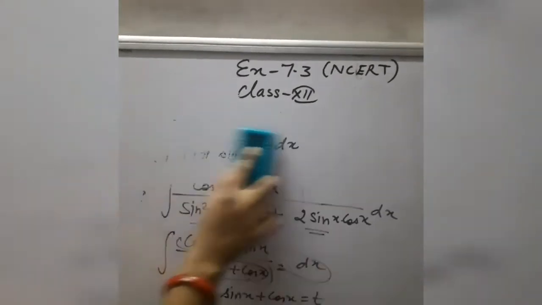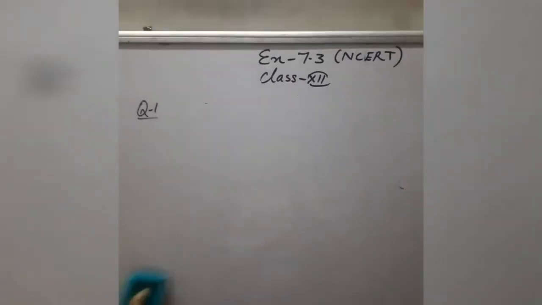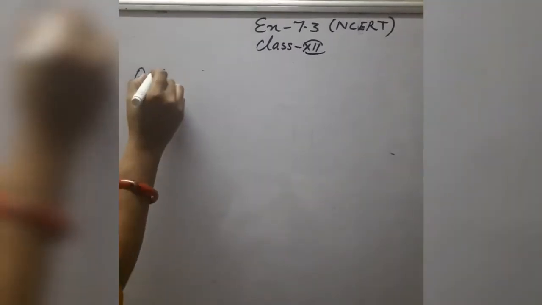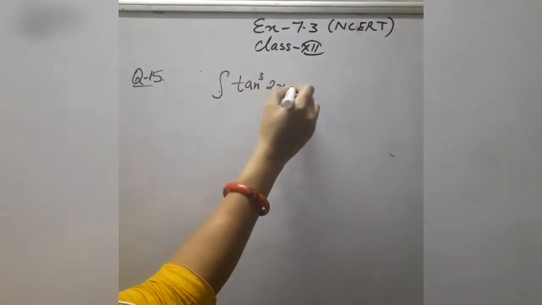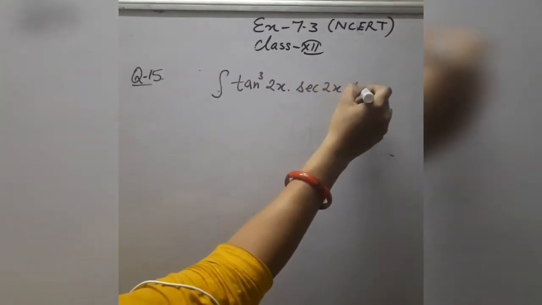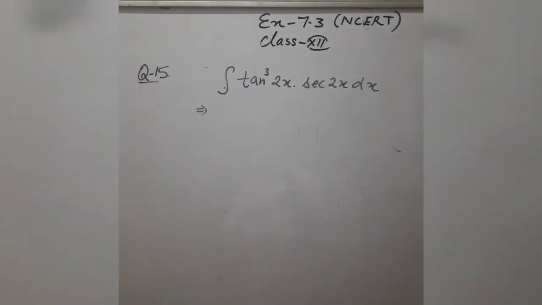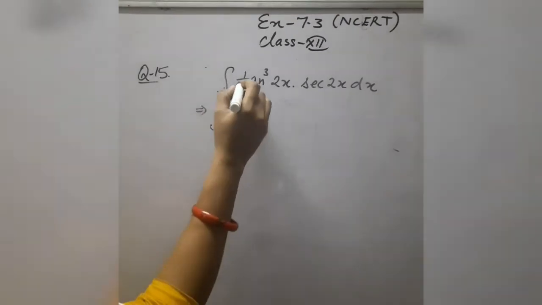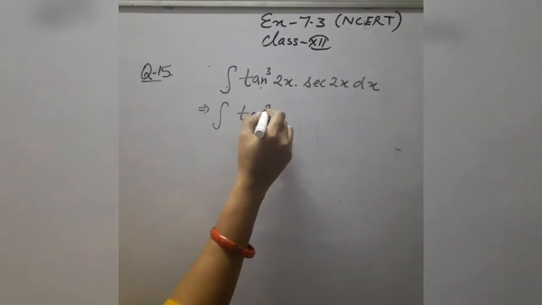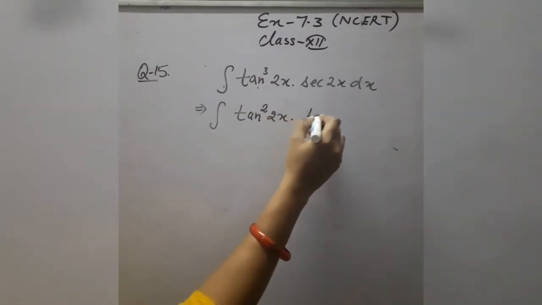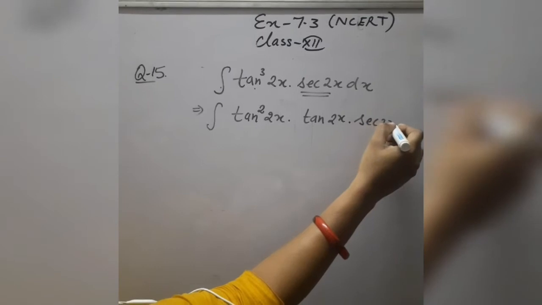Now I will explain question number 15. In question number 15, the statement is find the integration of tangent cube 2x into secant 2x. Yes, all of you know that the derivative of tangent is secant square. This tangent cube can be written as tangent square 2x into tangent 2x, and this secant 2x remains as it is.